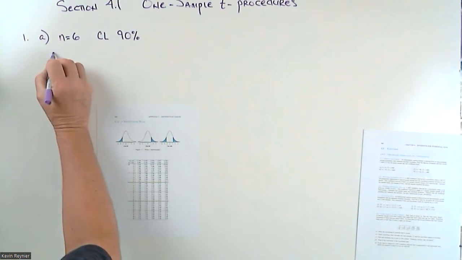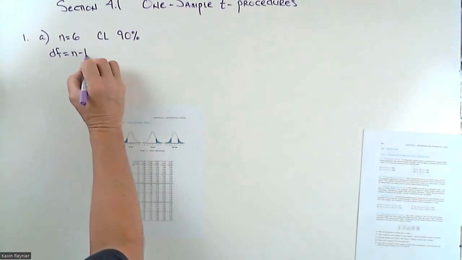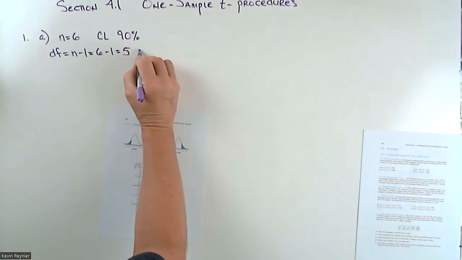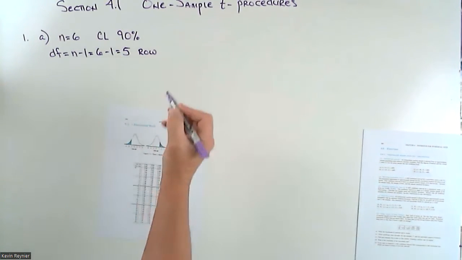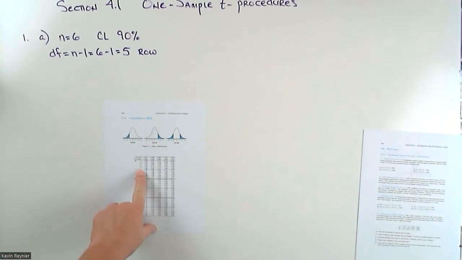Now, for the t-table, the first thing we need is our degrees of freedom. Remember, our degrees of freedom by definition is n minus 1. That's going to be 6 minus 1, or 5. So that's the row that we're going to use. We're going to use the row that says degrees of freedom is 5.